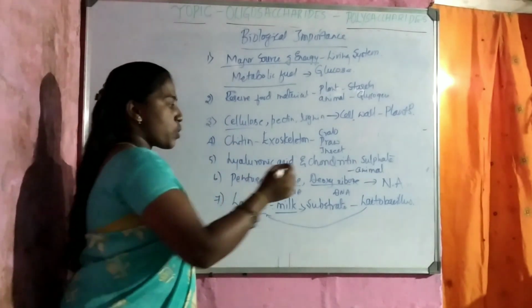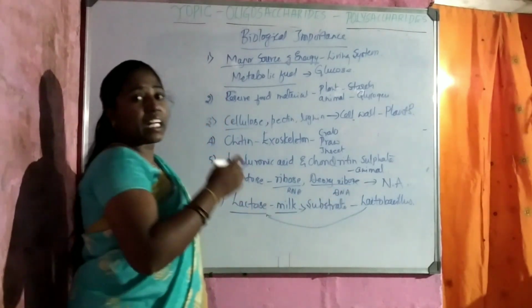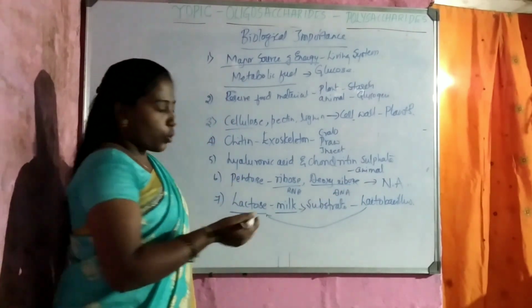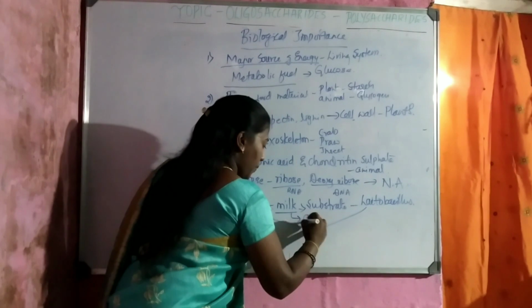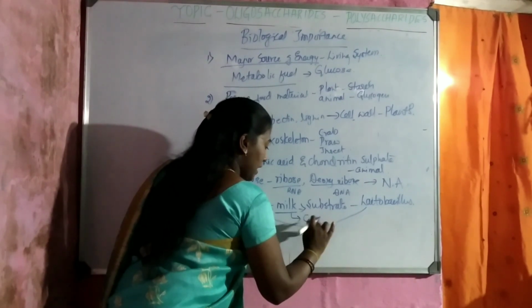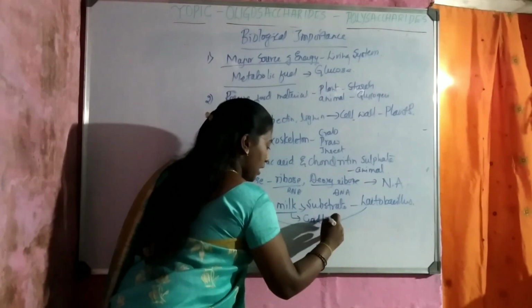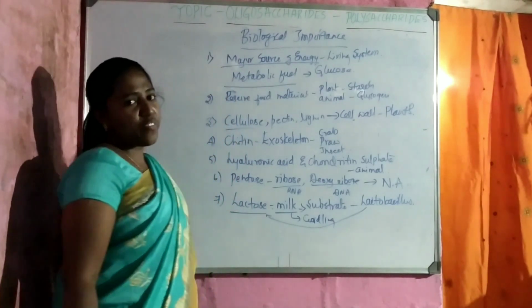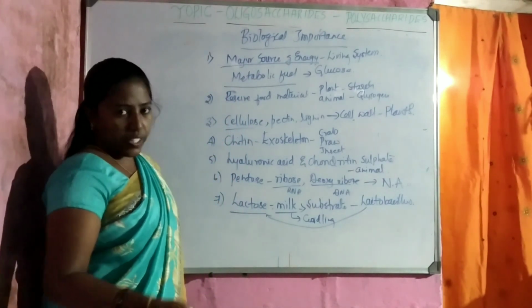That means the lactobacillus bacteria helps in the curdling of milk. It converts the milk into curd. So it helps in curdling of milk, conversion into curd.